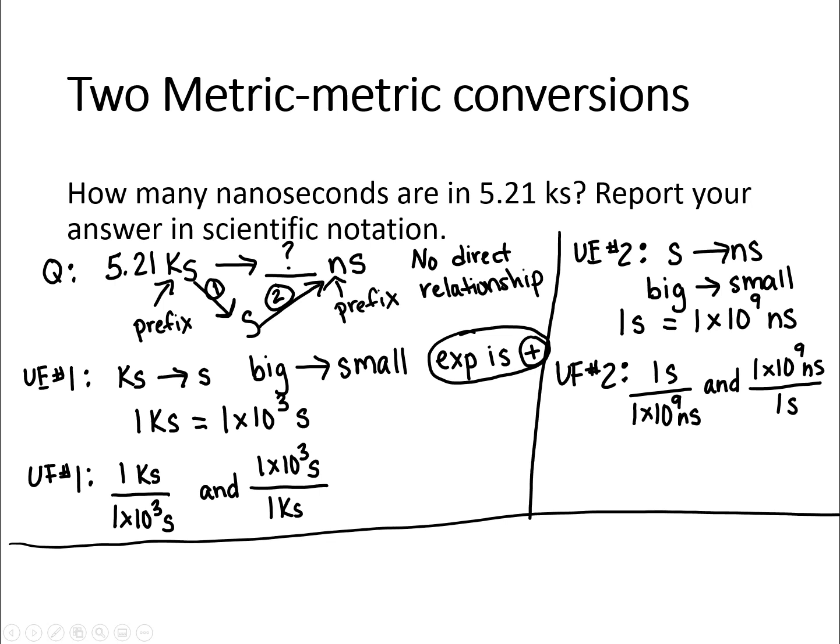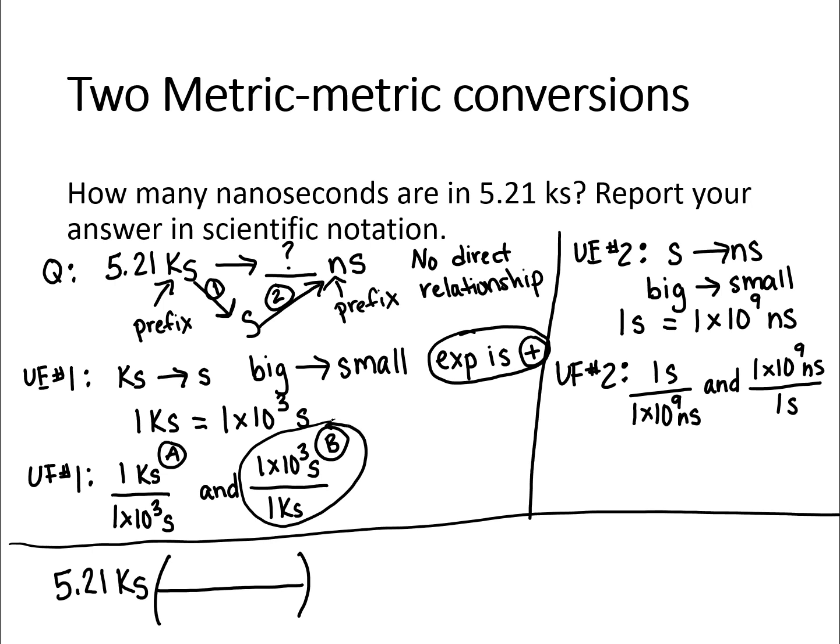So the first part of the calculation is going to be handling the kiloseconds to the seconds. We're starting with 5.21 kiloseconds, and we need to make a decision. Which unit factor should we use if we're trying to get rid of kiloseconds and be left with seconds? A or B? We're going to use B.